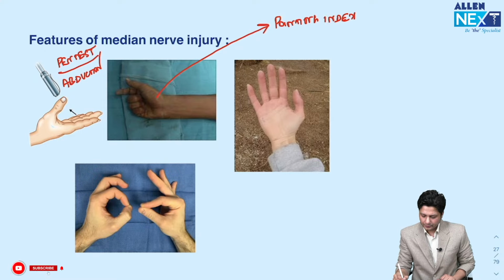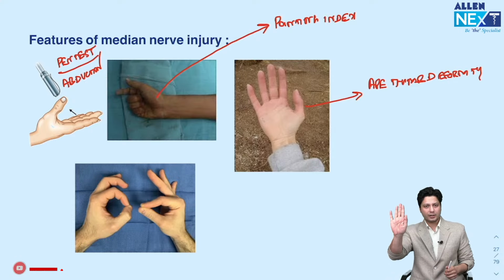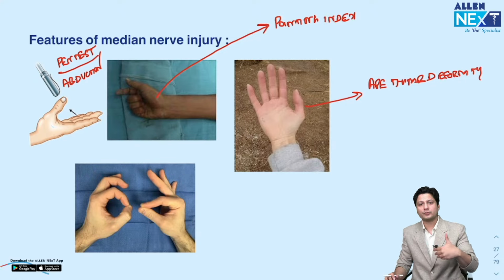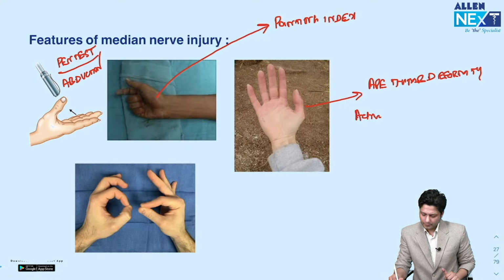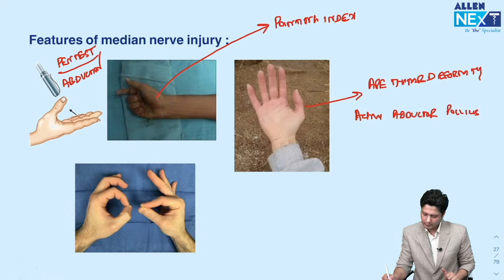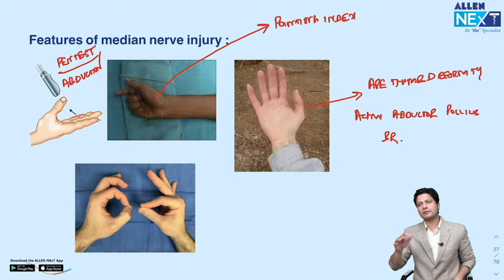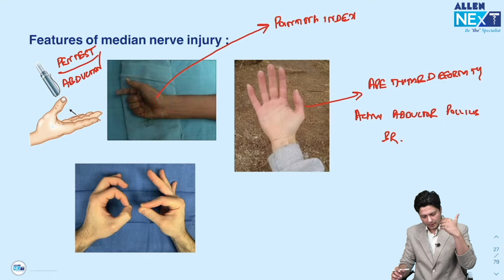Pointing index. Then ape thumb deformity. So in case of ape thumb deformity, what happens? The thumb is kept in adduction to the wrist. That is ape thumb deformity. And it is because of the active adductor pollicis muscle, because adductor pollicis is the only muscle in the thenar eminence which is not supplied by median, it is supplied by the ulnar nerve.